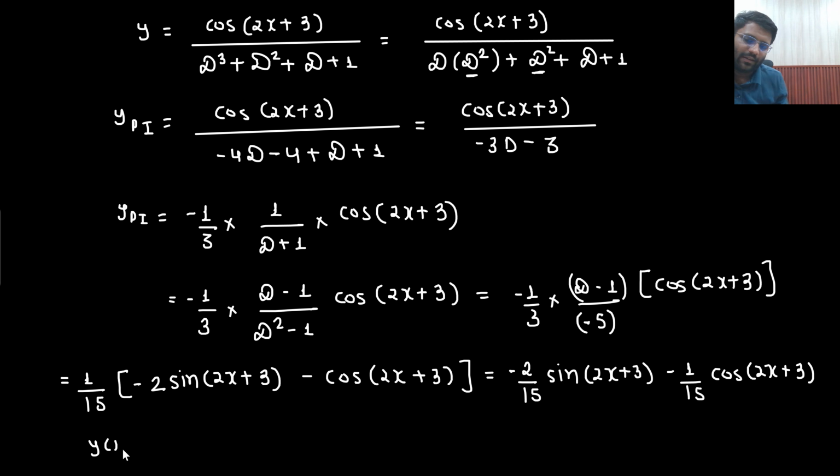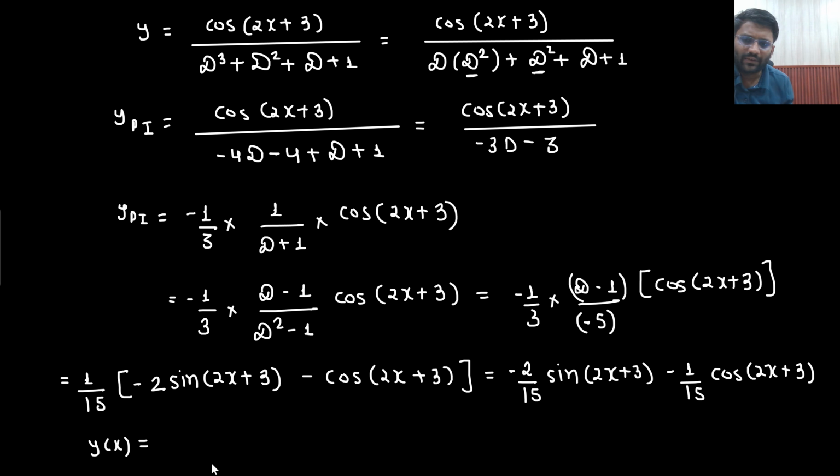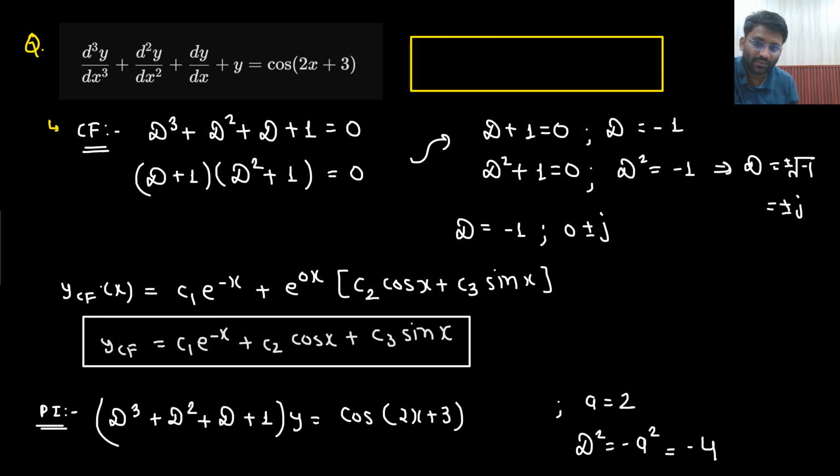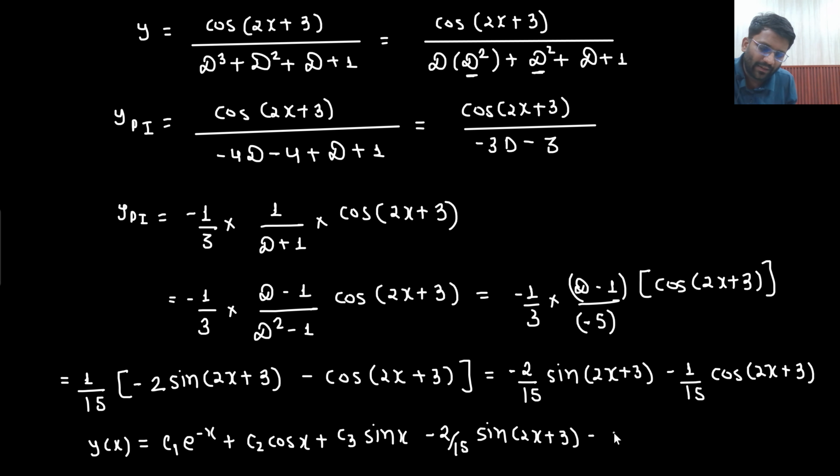So what is the value of y? The value of y is coming out to be c1 e to the power minus x plus c2 cos x plus c3 sin x minus 2 by 15 sin of 2x plus 3 minus 1 by 15 cos of 2x plus 3. There you go. That's the answer.